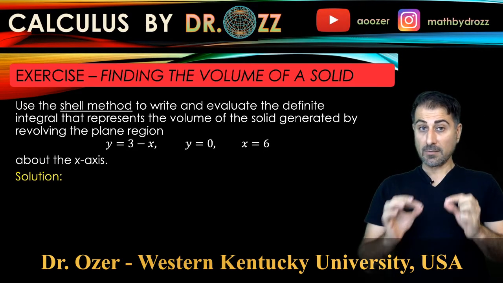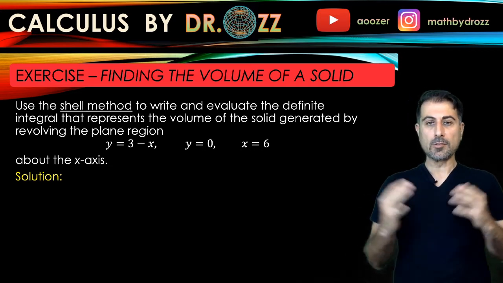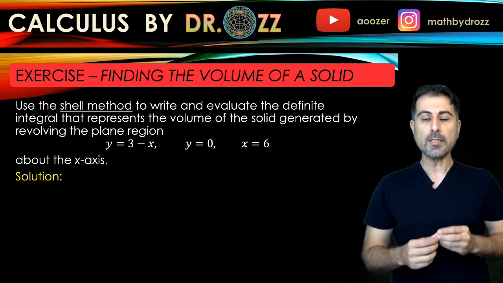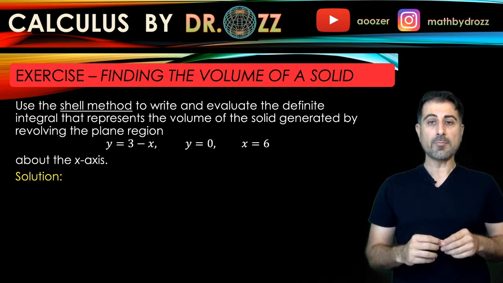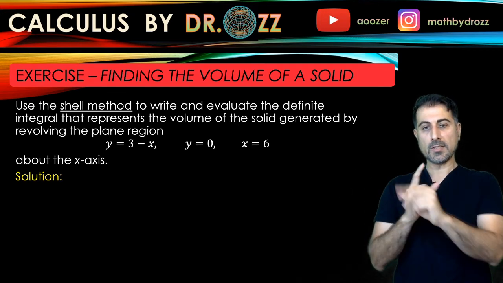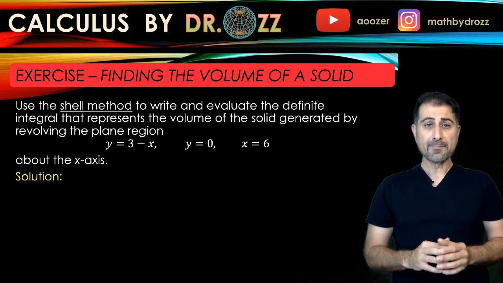Today we're going to go over an exercise. We're going to find the volume of a solid, and we're going to use the shell method to write and evaluate the definite integral representing the volume of the solid generated by revolving the plane region, which consists of three curves, in fact. And we're going to revolve this region about the x-axis.